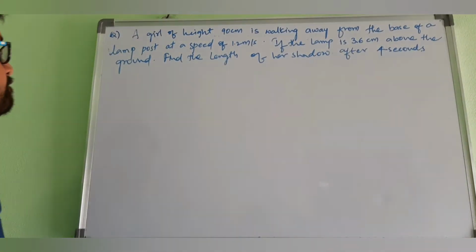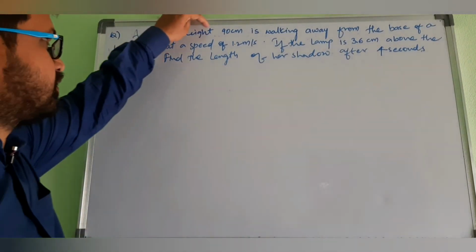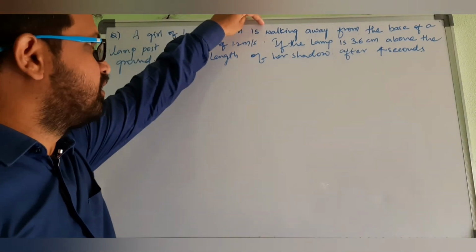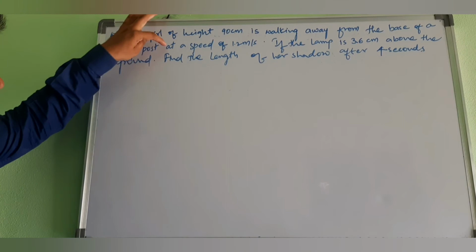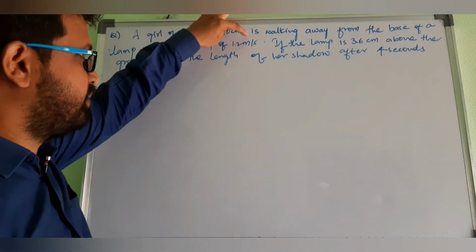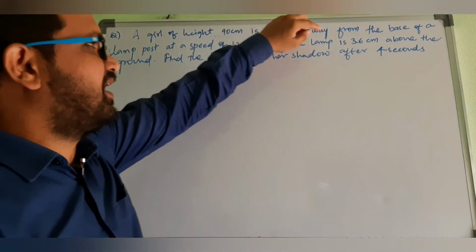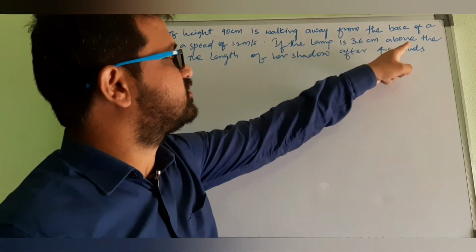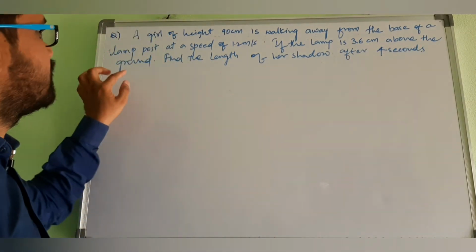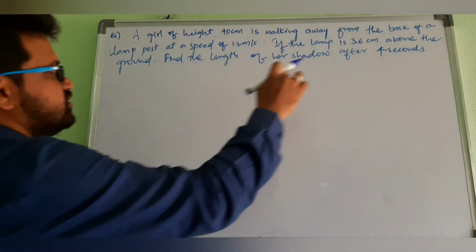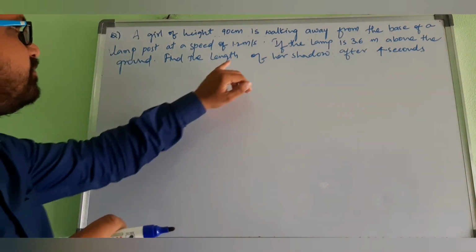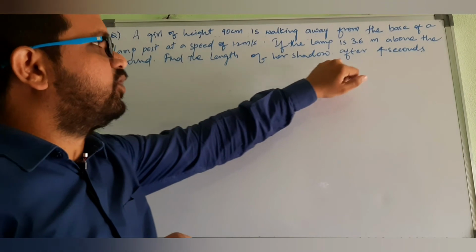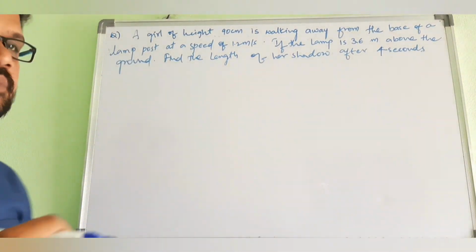Next, a girl of height 90 centimeters is walking away from the base of a lamppost at a speed of 1.2 meters per second. If the lamp is 3.6 meters above the ground, find the length of her shadow after 4 seconds, right?